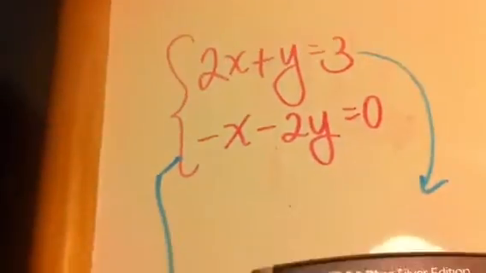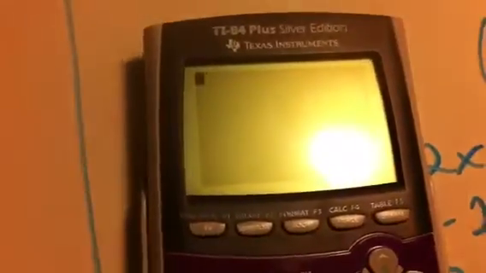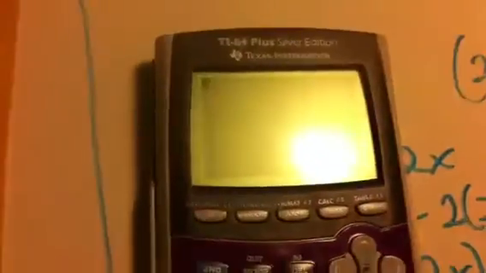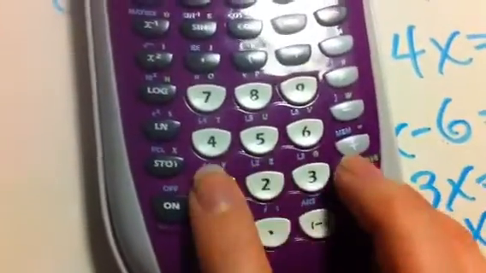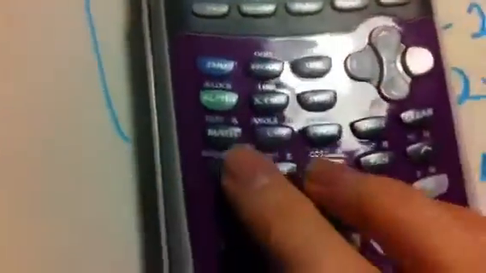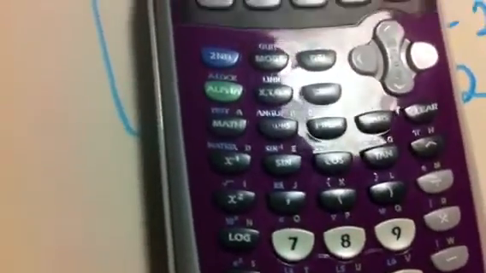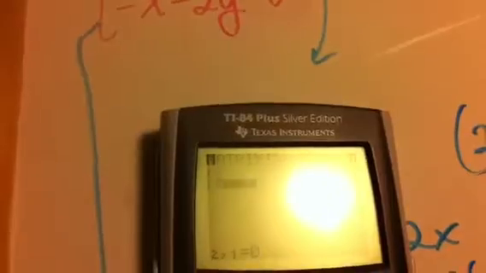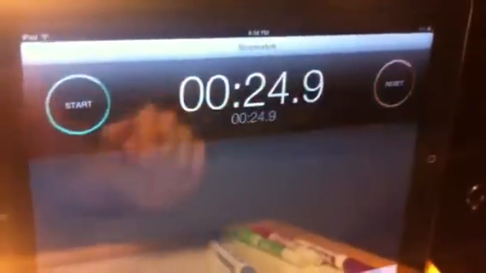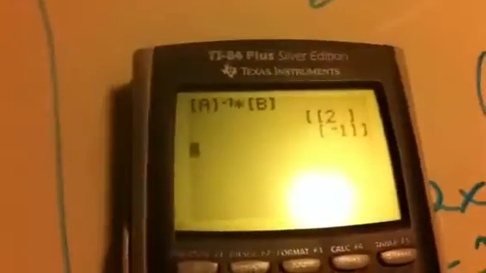Okay, now, same problem using the calculator. So I'm going to reset, and here we go, and start. And I get 2, negative 1, 2, negative 1, and half the time to get there. And in this case I didn't have to write anything down.